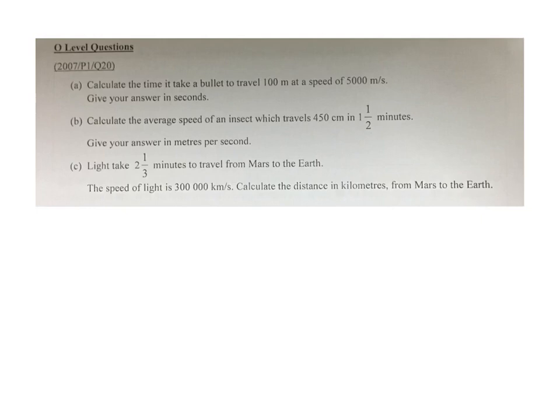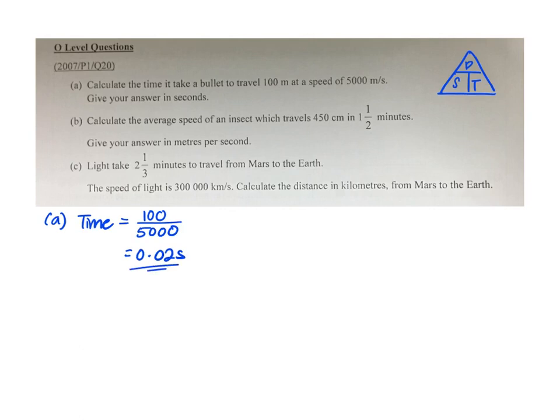Question number 1. Now calculate the time taken for a bullet to travel 100 meters at a speed of 5,000 meters per second, give your answer in seconds. Alright, now how do we find time taken? So before we begin, we need to write out our DST. So time taken is given by distance, 100 meters, divided by the speed, 5,000 meters per second, and that will give us the answer of 0.02 seconds. Have you gotten your answer?